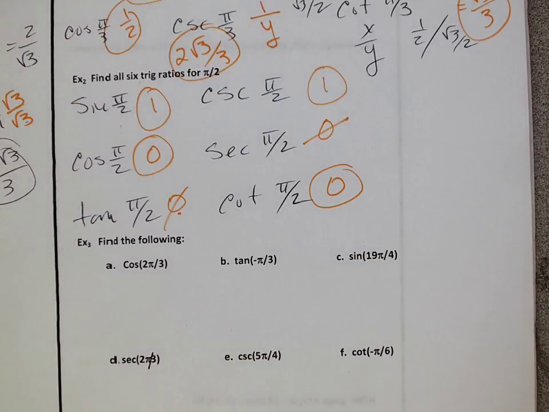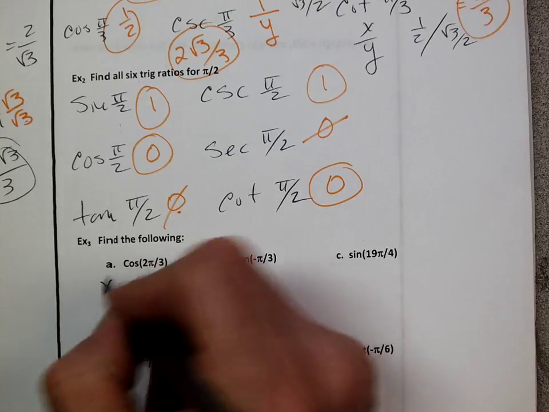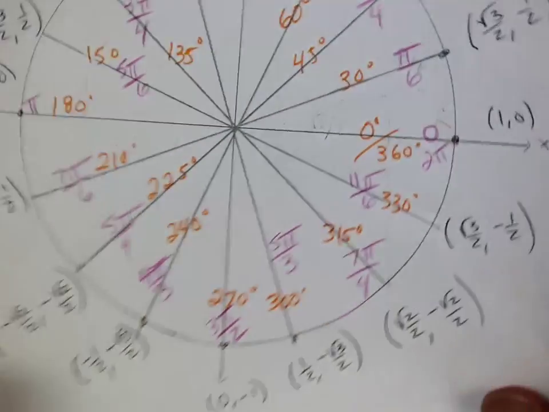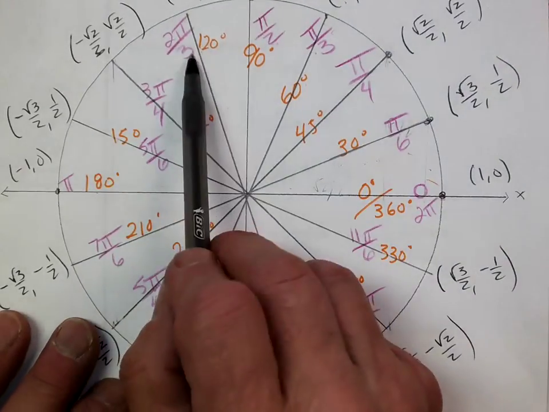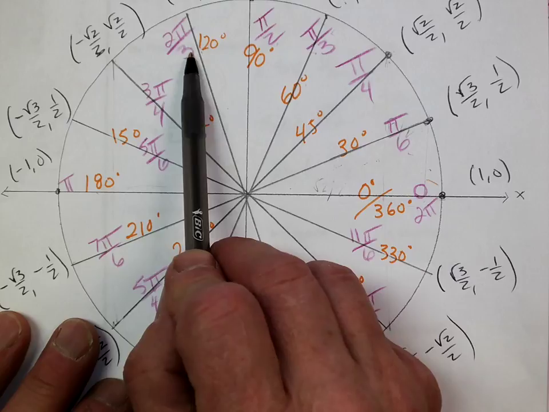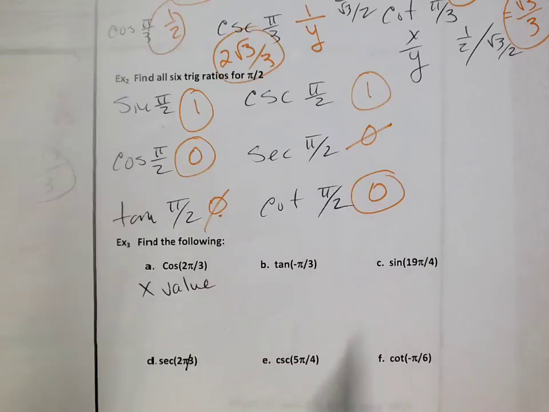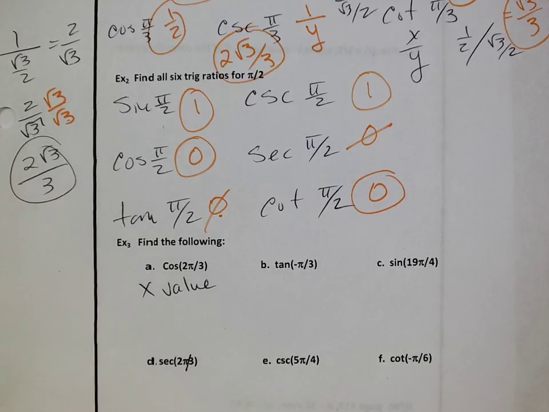Okay. Now, let's look at some different angles. Here comes the easy stuff, okay? Cosine, 2 pi thirds. We're looking for the x value, right? Let's go to 2 pi thirds. 2 pi thirds is here. We're looking for the x value. Negative 1/2, right? Is this easy? Good.